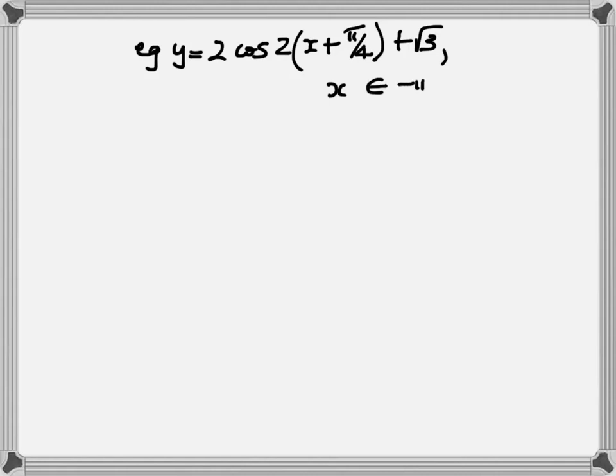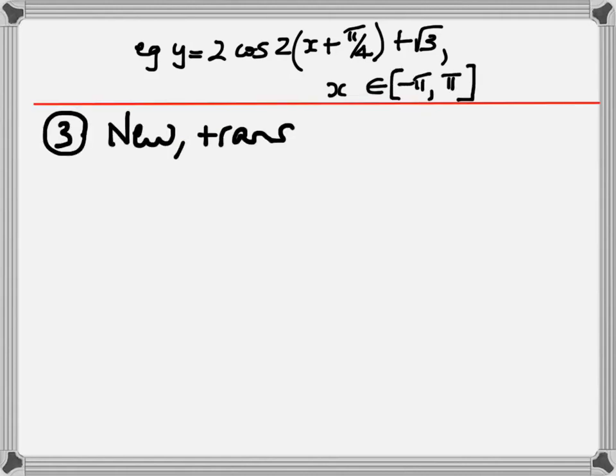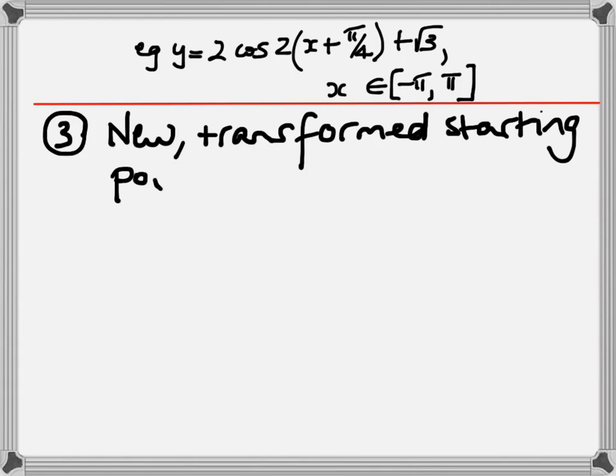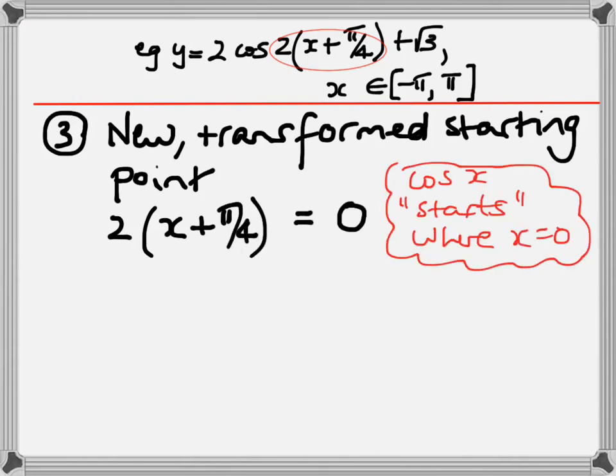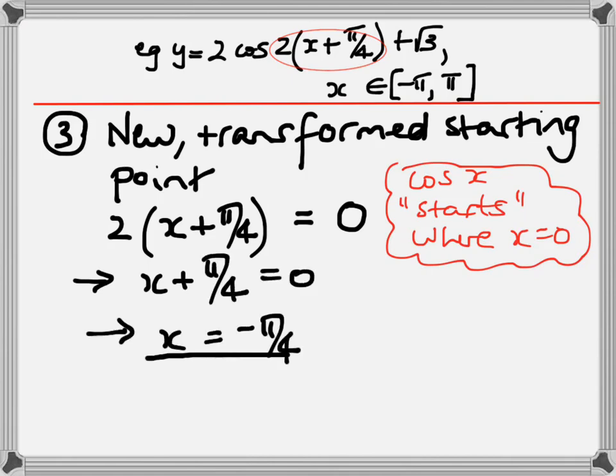Okay, now what else have we got? We've got our working domain. The next thing I like to find out is where is my starting point for this graph? Because the starting point for the untransformed graph is at the origin when x is 0. So I want to see where that point went to in this new transformed graph. So I say, okay, we've got 2 times x plus pi on 4 equals 0, and I solve it for x. So that gets me x is minus pi on 4.